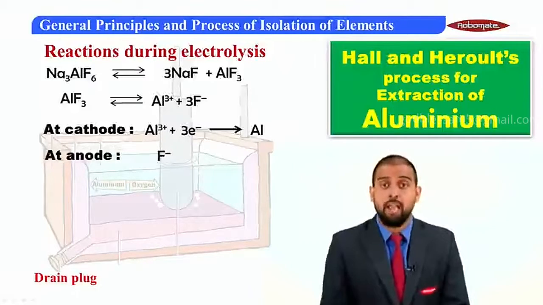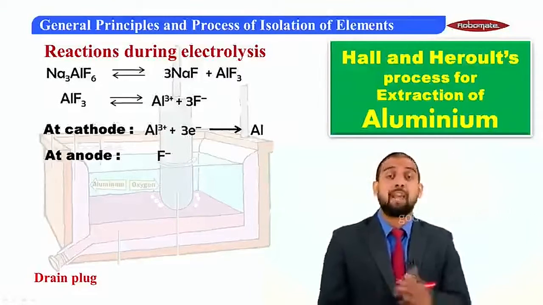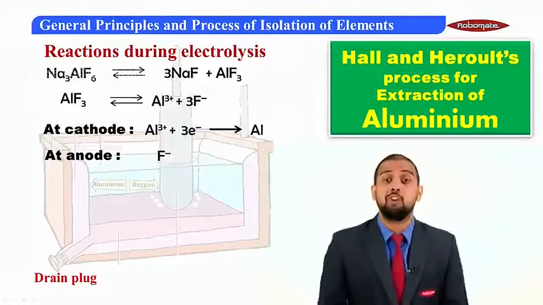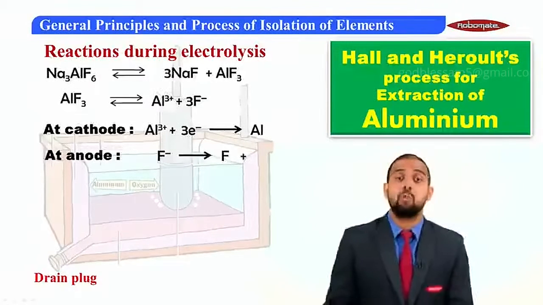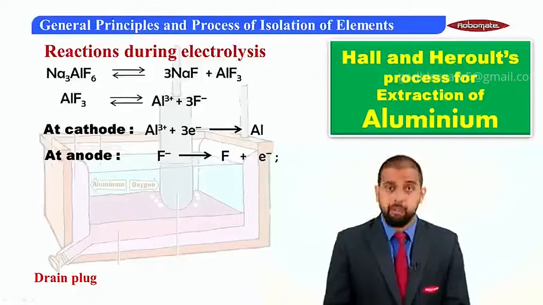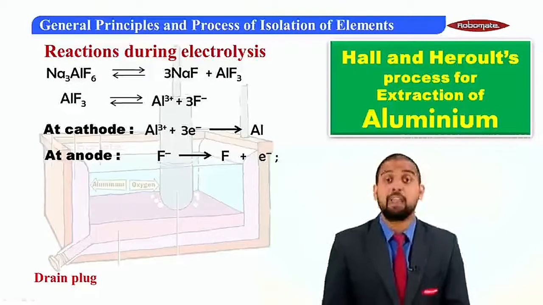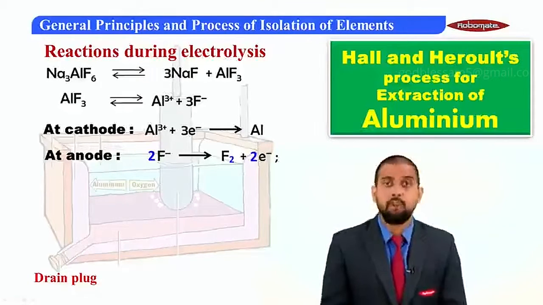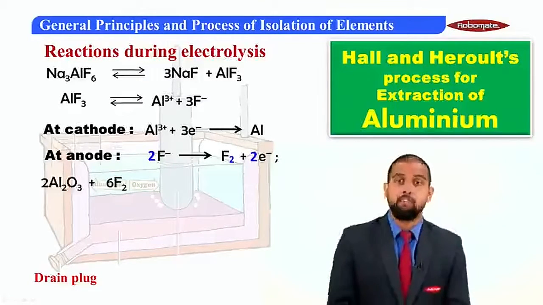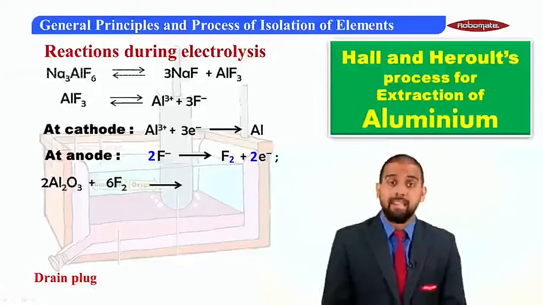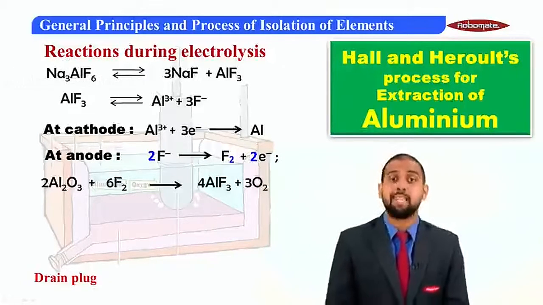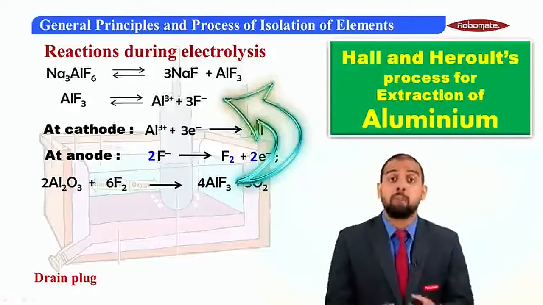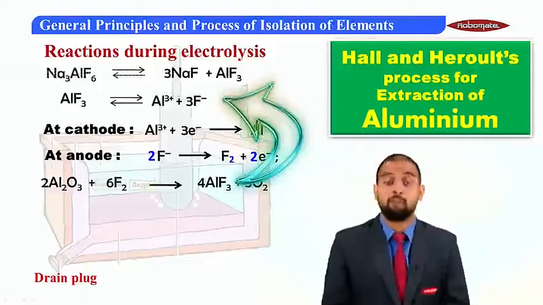So fluoride ions will migrate towards anode, but anode is the electrode where oxidation takes place, and oxidation is loss of electrons. So F− will lose an electron and they will form F, but we don't have anything called F, we have F2. So balance the reaction by putting fluorine. Once fluorine is liberated at anode, this fluorine will react with alumina and they will lead to the formation of the same compound, that is AlF3. So the same reaction will continue, and more and more aluminium can be obtained from the drain plug.